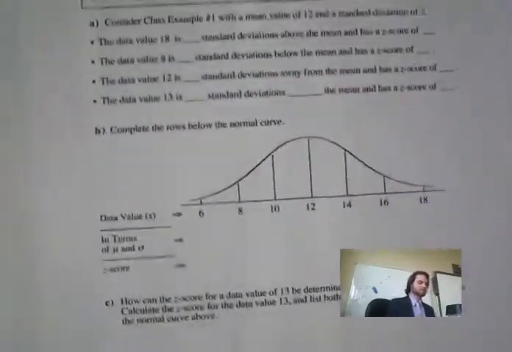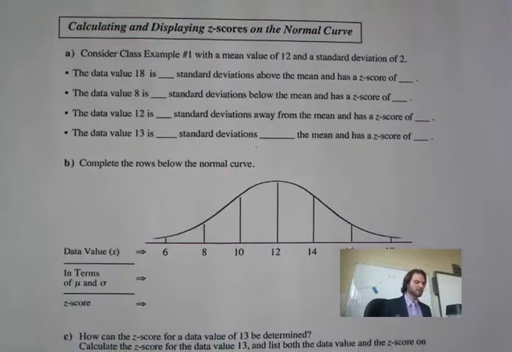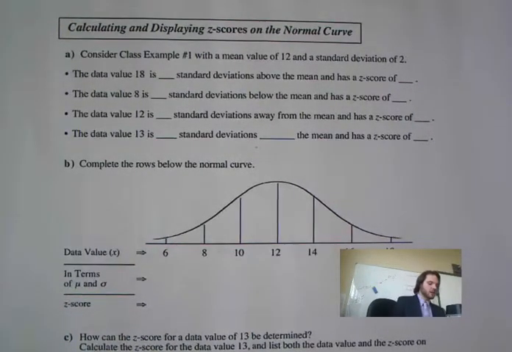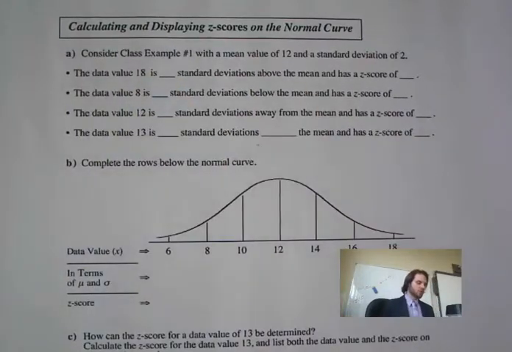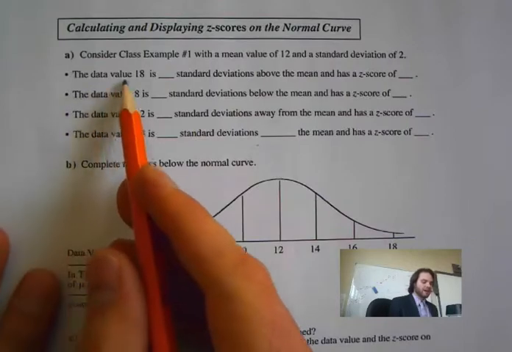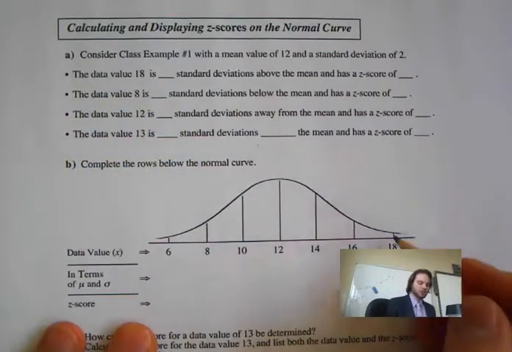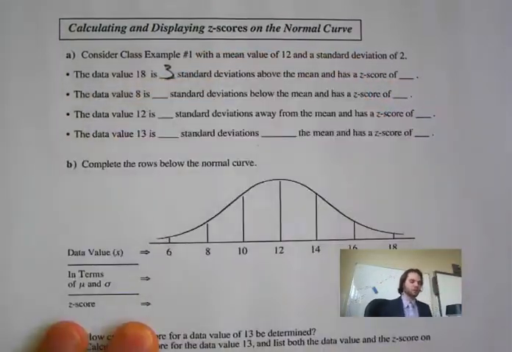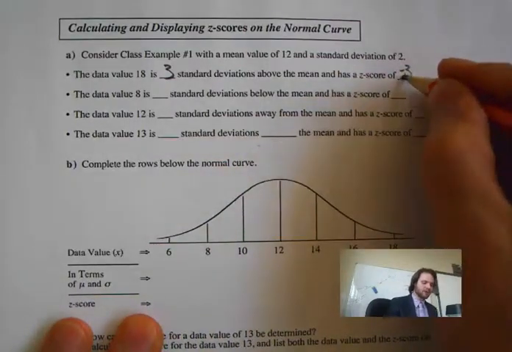So here we go. Here's a little review of certain things. Okay? So, with z-scores and everything. It says, consider class example 1. So we're looking at the babies again. It's filled out for us. So the data value 18 is how many standard deviations away? It is 3 standard deviations away, which is the z-score of 3.